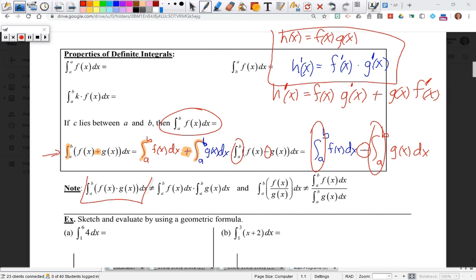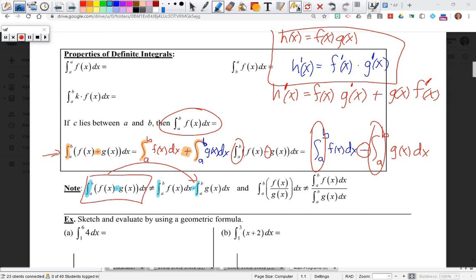Therefore, it wouldn't be the integral of the product is the product of the integrals. We're going to have to do something called reverse product rule, which is use substitution, and it's finally awesome, awesome, good stuff. Okay? Questions so far? Alright, here we go.